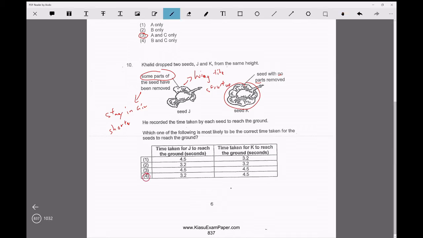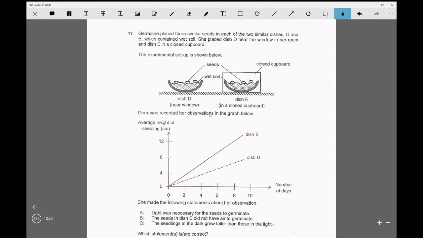I repeat, because K has a full wing-like structure, it can stay afloat in the air for a longer period of time. Okay, for question 11, there's 2 setups. One is near the window, meaning there's light. This one is in a closed cupboard, that means no light. Otherwise, everything is the same. They both have water in the soil.